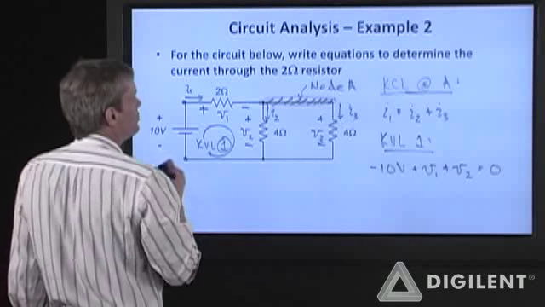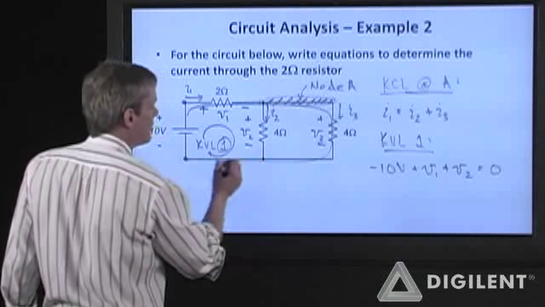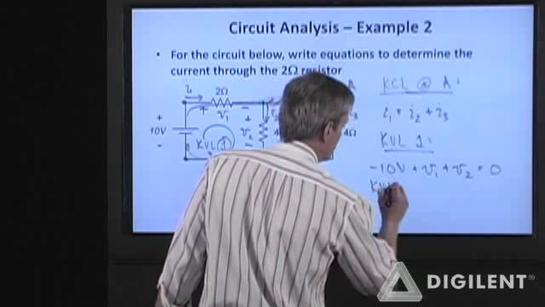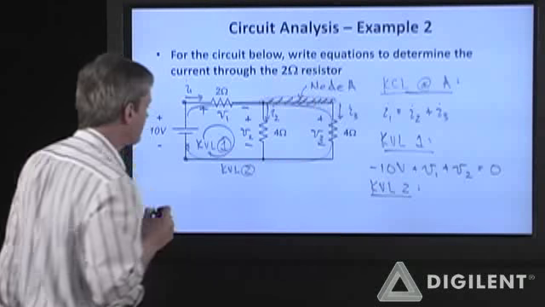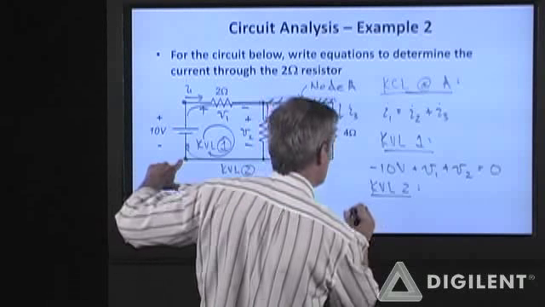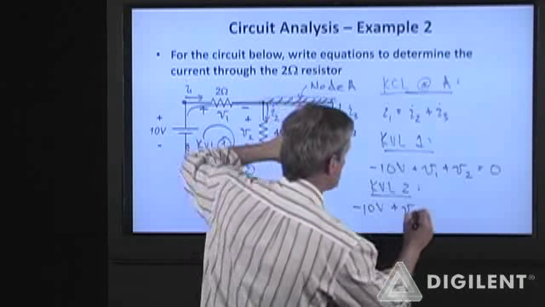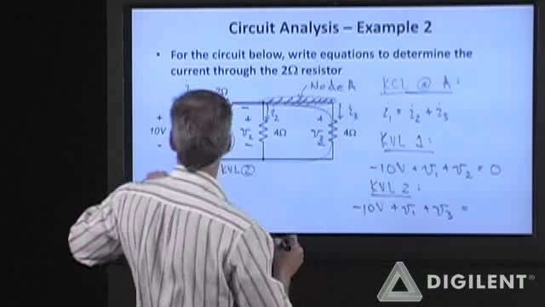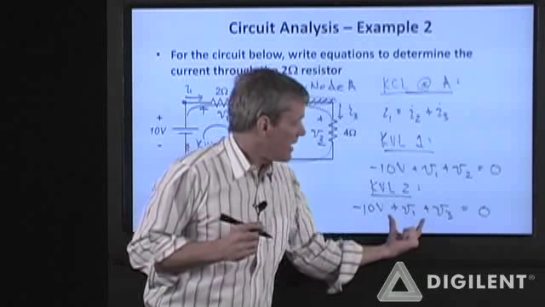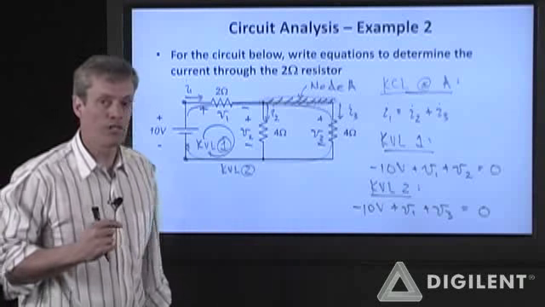Let's do another loop, maybe around the entire perimeter of the whole thing. Let me loop around here. So KVL2, I'm going to start at the lower left-hand corner again because it worked so well for me last time. I get a minus 10 volts plus V1 plus V3 is equal to 0. Then I'm back to my starting point. Okay, I've now added another equation and another unknown. I'm now up to 1, 2, 3, 4, 5, 6 unknowns and 3 equations.